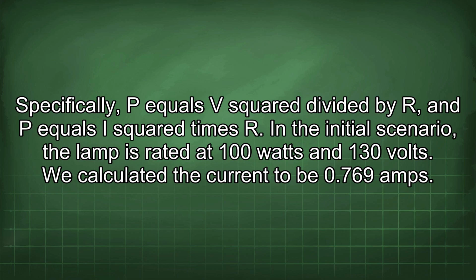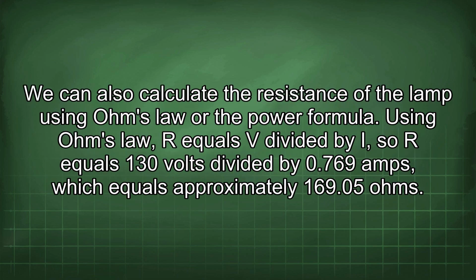In the initial scenario, the lamp is rated at 100 watts and 130 volts. We calculated the current to be 0.769 amps. We can also calculate the resistance of the lamp using Ohm's law or the power formula. Using Ohm's law, R equals V divided by I, so R equals 130 volts divided by 0.769 amps, which equals approximately 169.5 ohms.